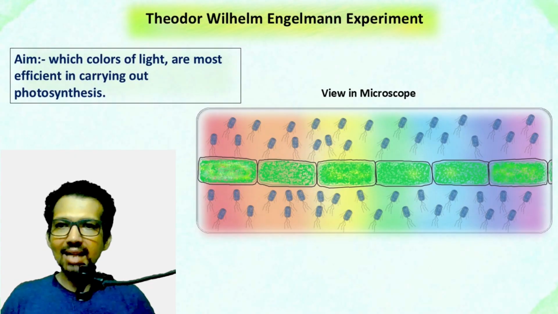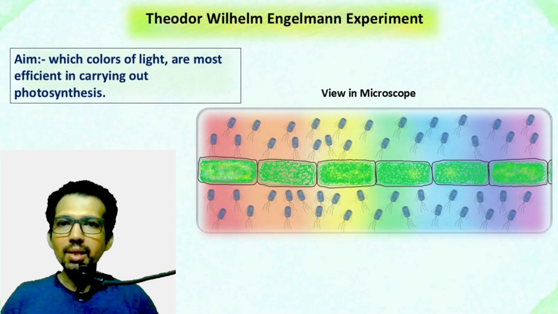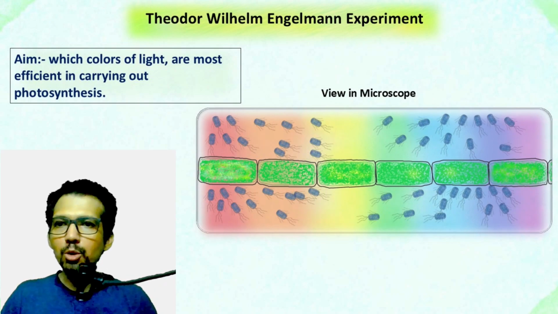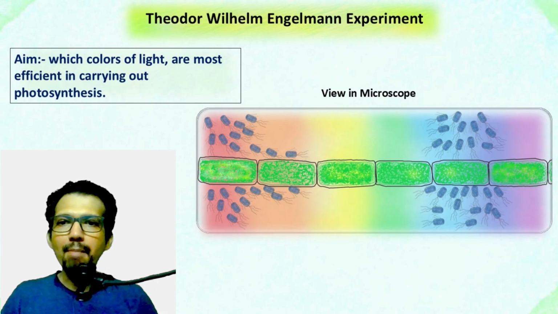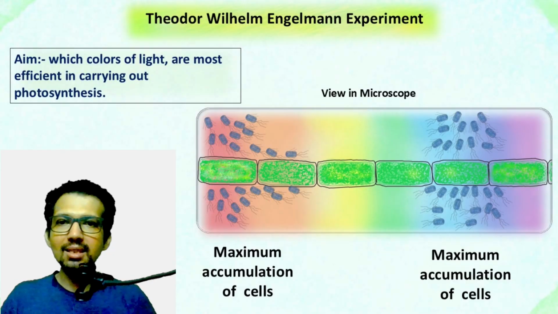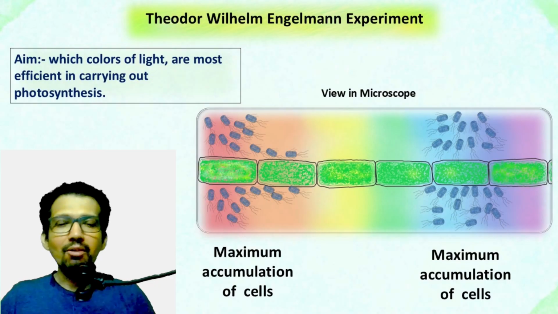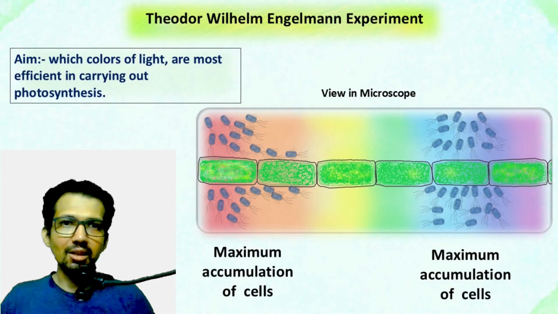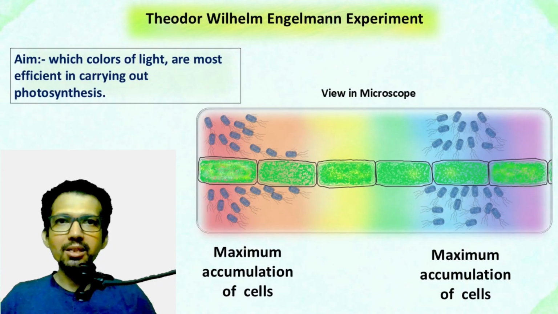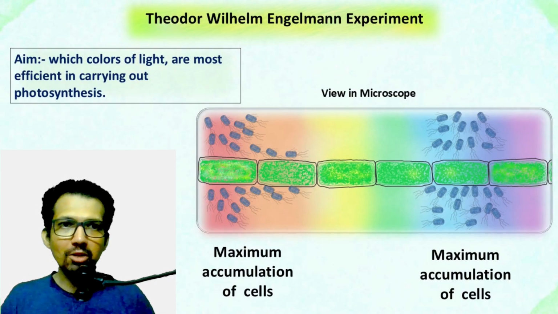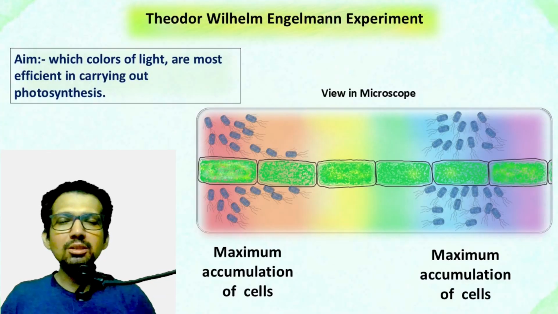He discovered that the part of the filamentous algae which was illuminated with red and blue color showed maximum clustering by the tiny aerobic cells. There were hardly any cells near the green region of the spectra. This experiment demonstrates that the red and blue color region of the spectrum shows maximum photosynthesis activity.